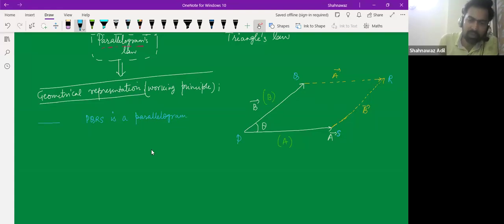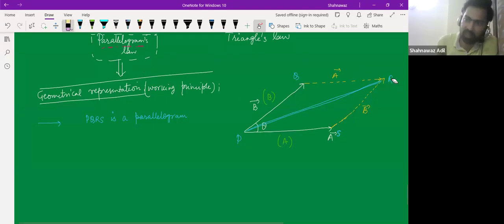Right. So what does this parallelogram law state? That the resultant of these vectors would be the diagonal PR. So this is the resultant of these two vectors. Let's name the resultant as C.